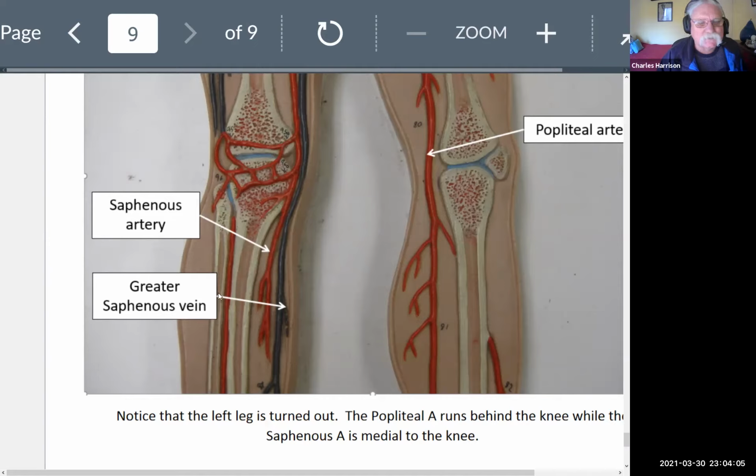The greater saphenous vein is here, and it runs in front. It runs medial to the kneecap. The kneecap is not showing. It's not here. It is showing over here. So if you're standing forward and you have typical lateral and medial, on the medial side of the knee is where the great or greater saphenous vein is located.